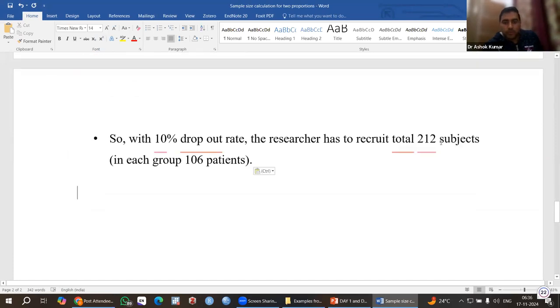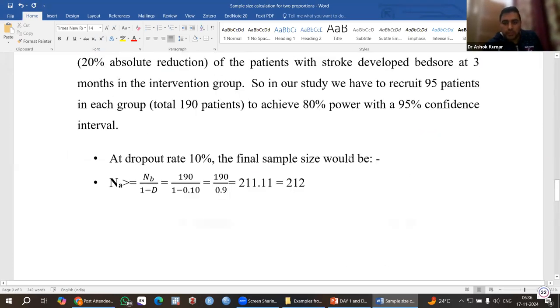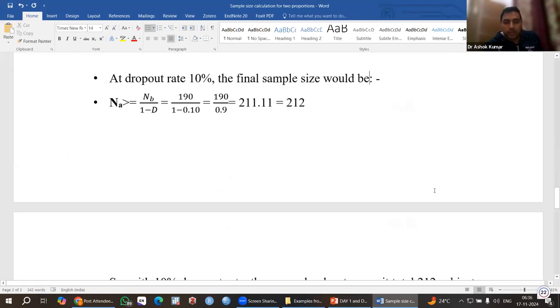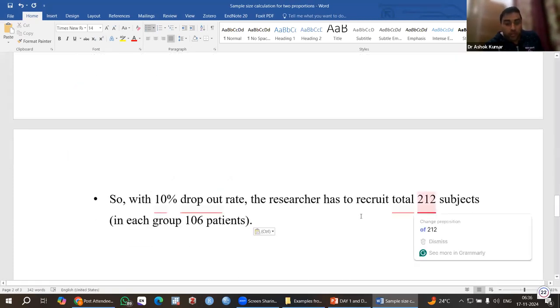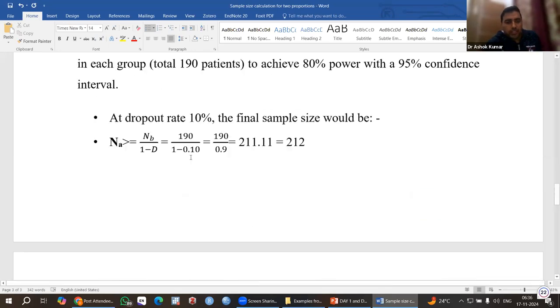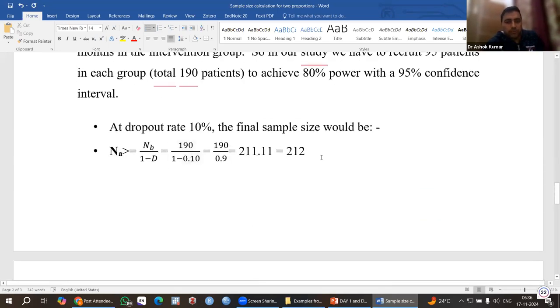So what you have to do? You have to recruit 212 patients. Without adjustment, you have to recruit just 190 patients. But after adjustment, you have to recruit 212 in total. So in two groups, in each group we have to divide this 212 divided by 2. So it is coming 106 patients. It is 10% dropout. You can take 20%, 5%, and 30%. So this is the formula to do.